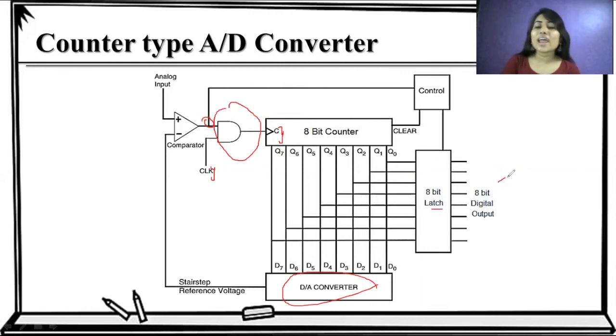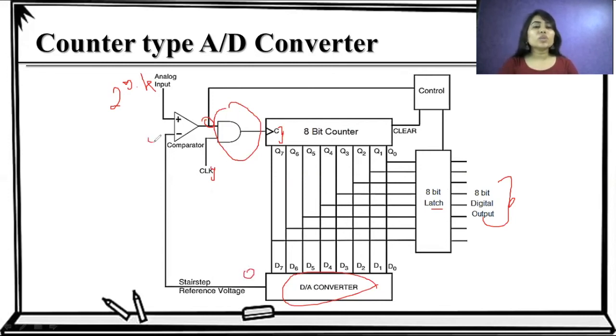So at the end of the conversion we have a digital output over the 8-bit latch. Now, how can this counter type analog to digital circuit work? For example, say we have a 25.4 volt analog input. Initially the counter is 0, so all the bits are 0, and the digital to analog converter output is 0.